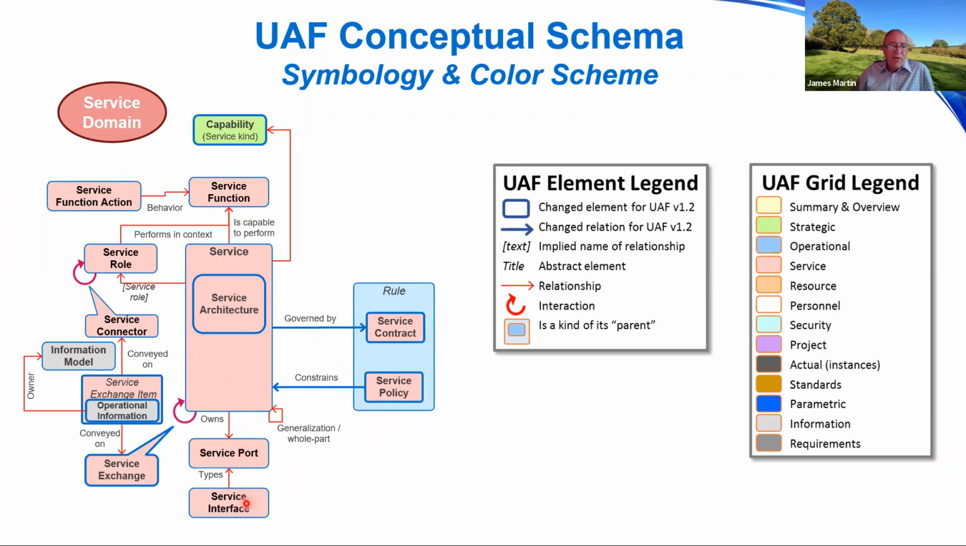Each service can own a service port, which is typed by the service interface. Services can exchange operational information between them. And service exchange items will be conveyed on a service connector, which is associated with connecting different service roles. And a service role is a service basically in a particular context performing a function, which gives you a certain service function action. And the service itself is capable of exhibiting a service kind of capability. So the relationships between the entities are the lines, and they're all labeled. So for example, a service is governed by a service contract. A service policy constrains a service.